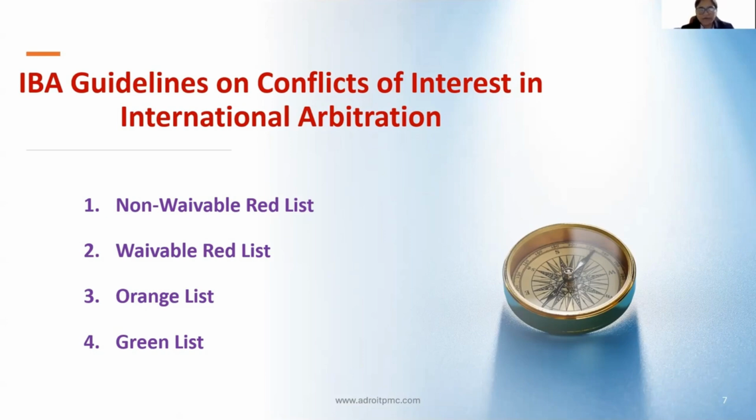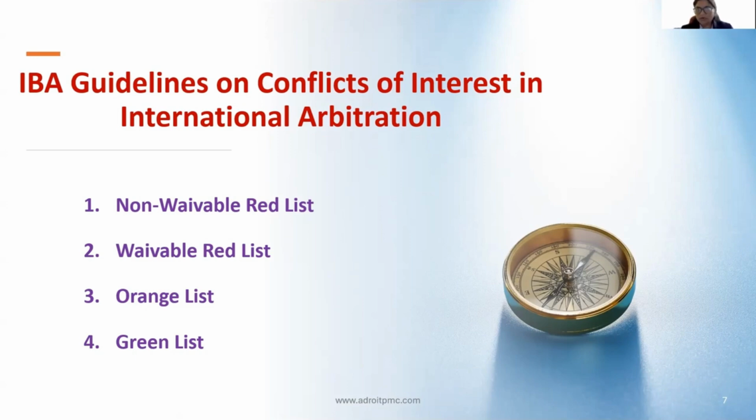And next is the waivable red list: the employee of the party's company, or any of the relatives of the arbitrator. So that kind of category will come under the waivable red list.